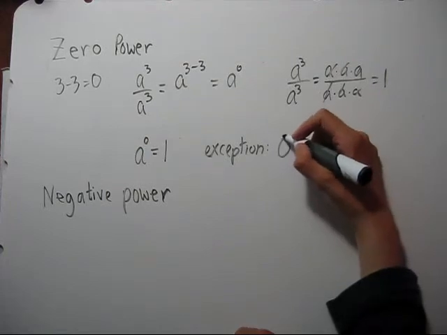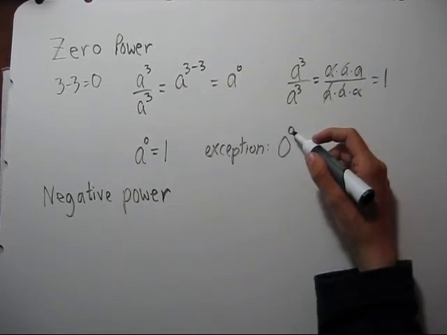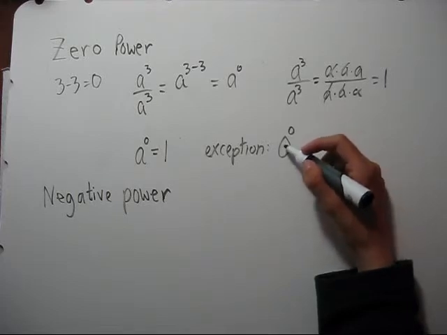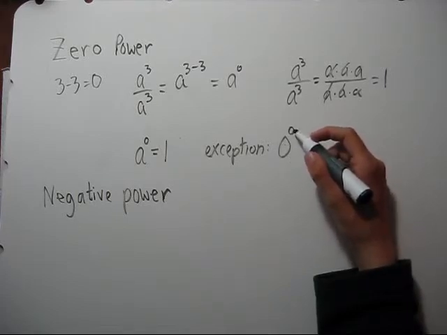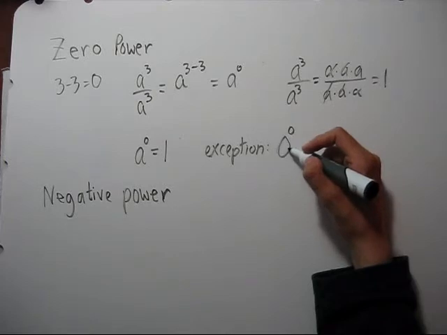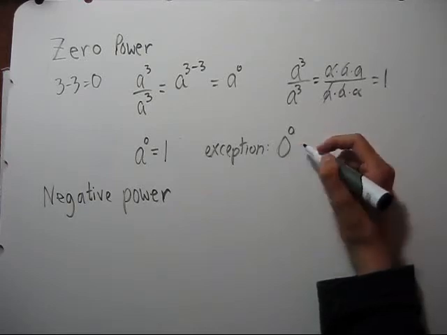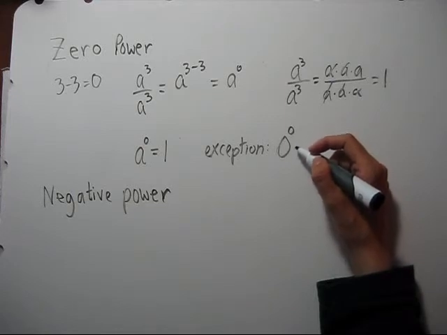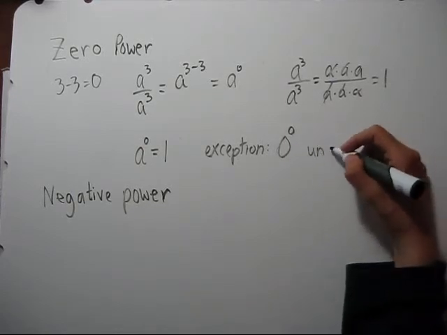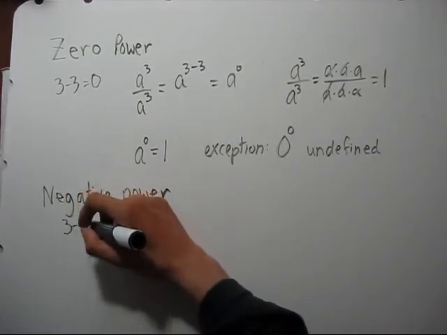An exception is 0 to the 0. Let's take 1 to the 0, you get 1. 2 to the 0, you get 1. 3 to the 0, you get 1. So you might think that 0 to the 0 is 1. That was where we fixed the exponent as 0. Now let's fix the base as 0. 0 cubed is 0. 0 squared is 0. 0 to the first power is 0. So you might think 0 to the 0 is 0. Depending on which pattern we follow, we get two different numbers. This is undefined.